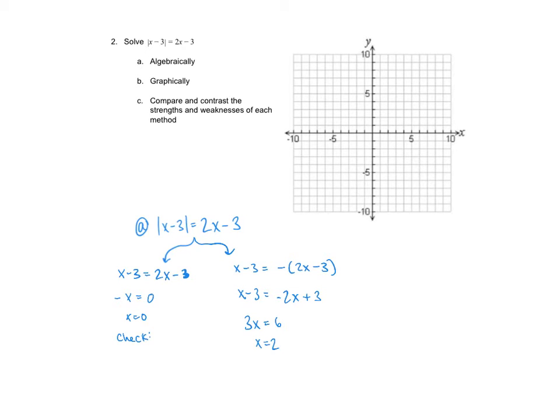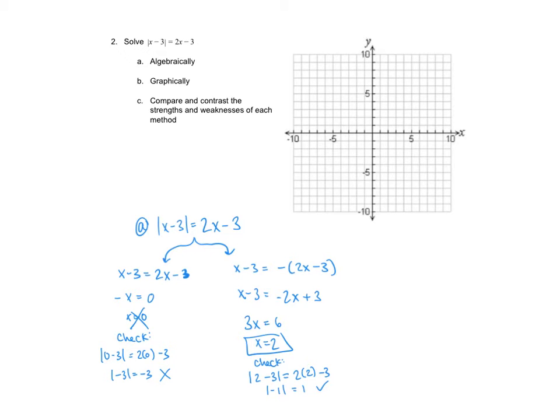So when we check this one, if I plug in 0, I would have 0 minus 3 equals 2 times 0 minus 3. So I would have the absolute value of negative 3 equals negative 3. No, that doesn't work. So this will not be a solution. And if we check this other one, we have the absolute value of 2 minus 3 equals 2 times 2 minus 3. So we have the absolute value of negative 1. Does that equal 4 minus 3 is 1? Yes, that works. So x equals 2 is a solution.